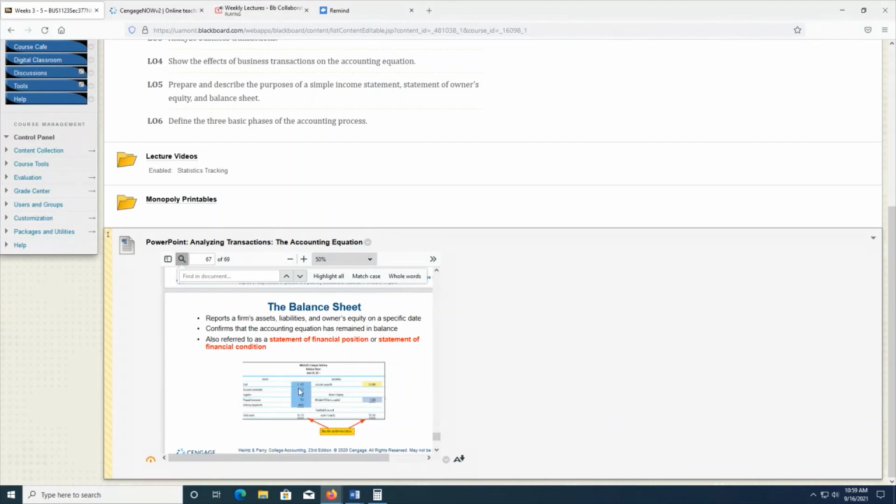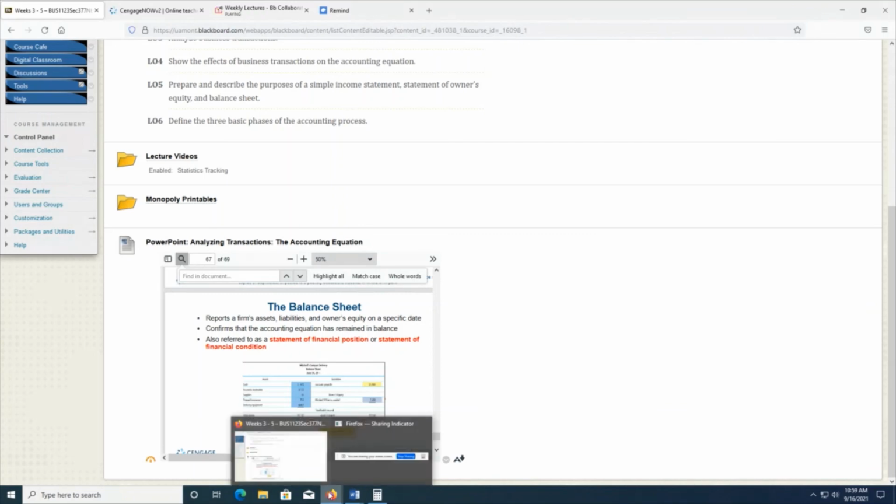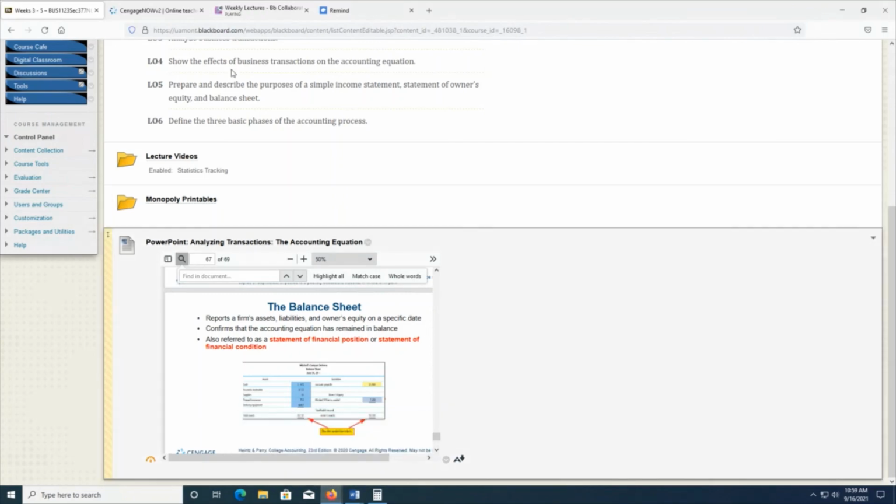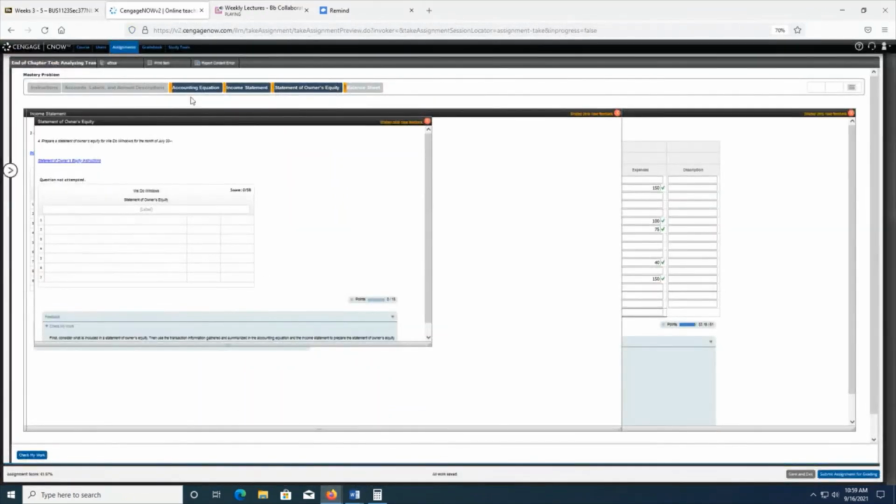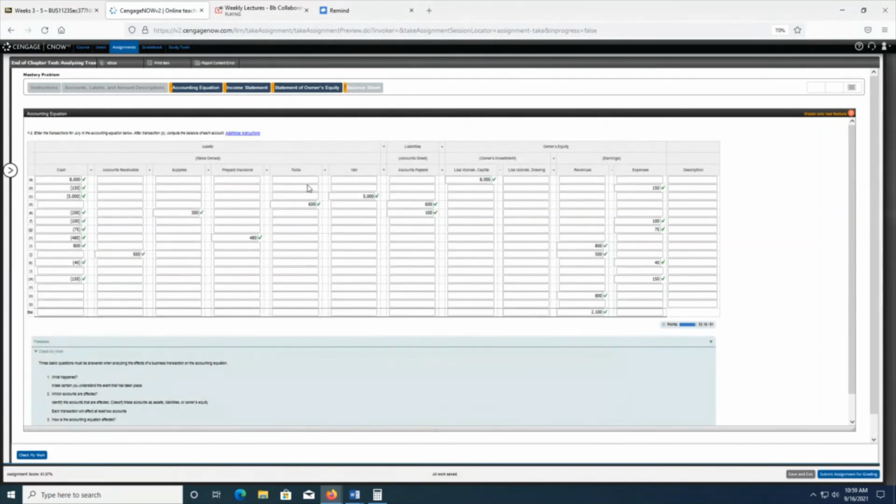All of the assets are going to come from here. You'll have to come back to this accounting equation. These are all of the assets, these are all of the asset accounts, and you will use the balance down here.